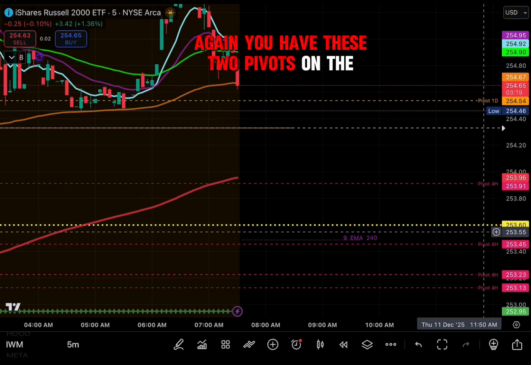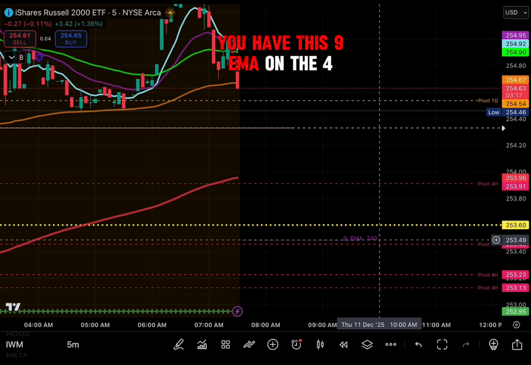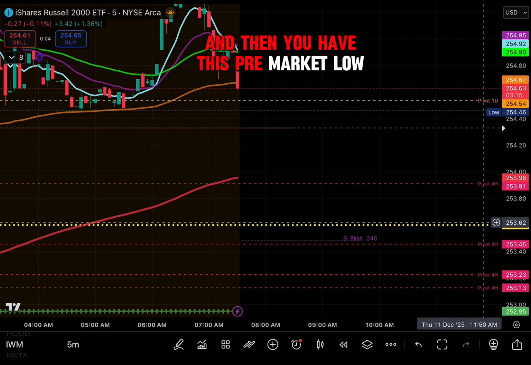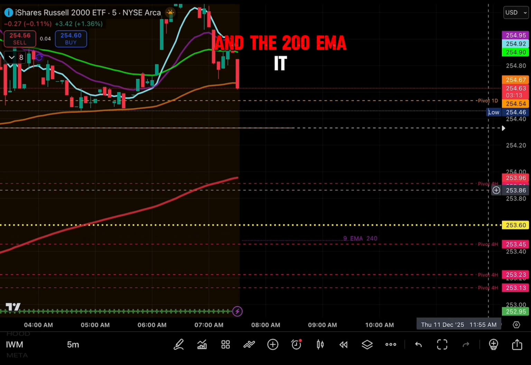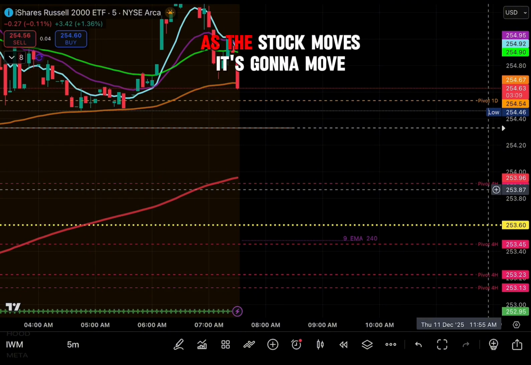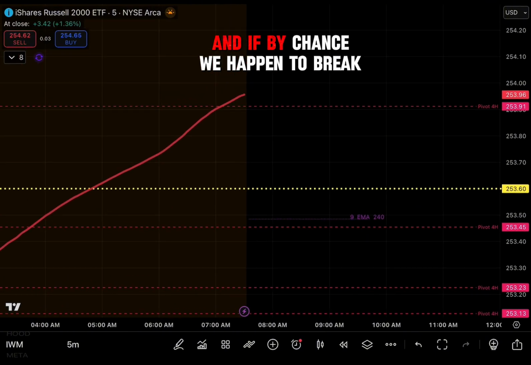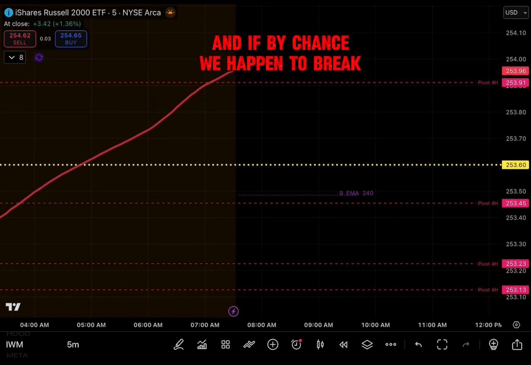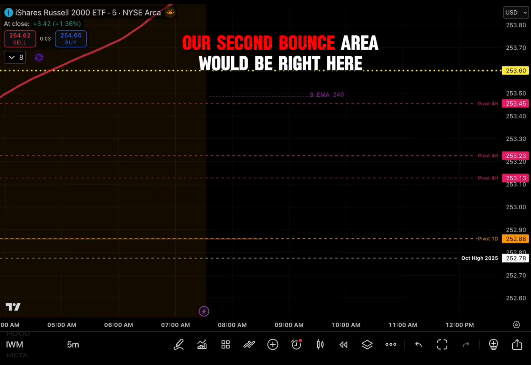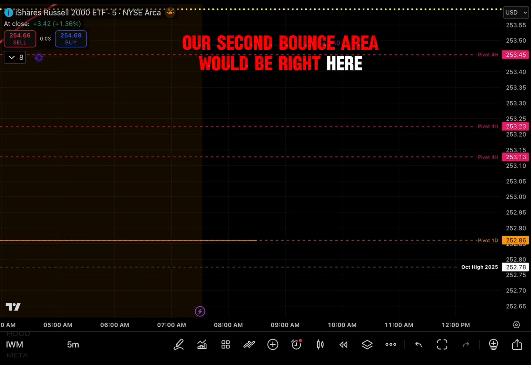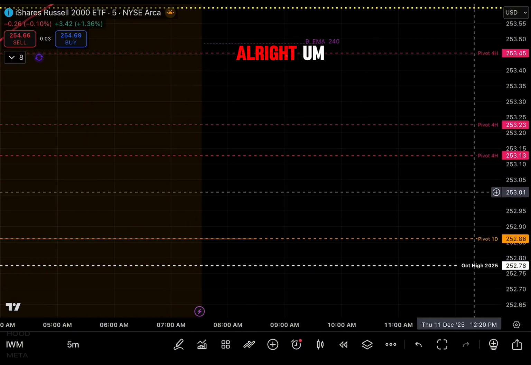Again, you have these two pivots on the 4 hour. You have this 9 EMA on the 4 hour, and then you have this pre-market low. And the 200 EMA, it keeps rising on the 5 minute, of course, because as the stock moves, it's going to move. And if by chance we happen to break beneath that, our second bounce area would be right here in this area.